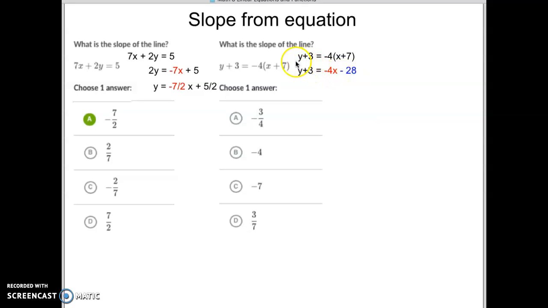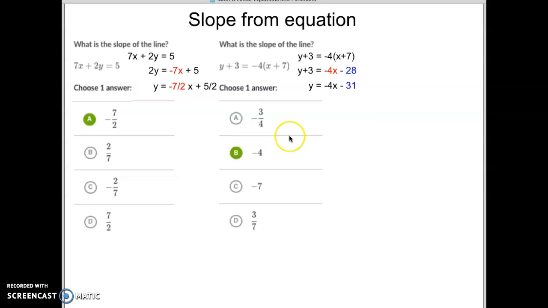Then the last step in order to get the y by itself is we've got to get rid of a positive 3. How do you cancel a positive 3? Hopefully you said you could add a negative 3. When we do that, we get 4y equals negative 4x minus 31. Remember, your slope is the number in front of your x term. So even though we added it to the 28, it really didn't matter to the slope. Our slope in this case, the number in front of the x term, is negative 4.